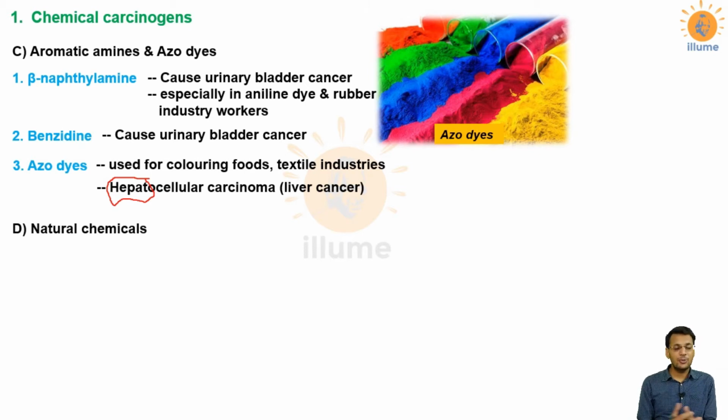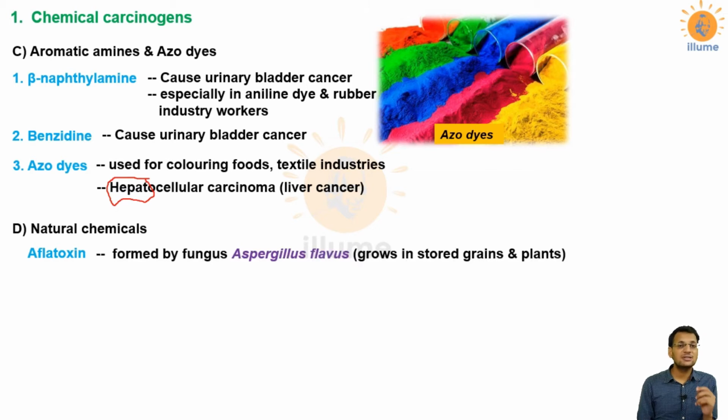Now the next group belongs to the natural chemicals group. These are chemicals which are present in nature and are responsible for cancer, and a very important example is aflatoxin, a toxin that is released by a fungus called Aspergillus flavus, and this fungus is shown to grow on stored grains, the grains that we store in our home or at other sites, and in those areas Aspergillus flavus grows and produces a toxin called aflatoxin.